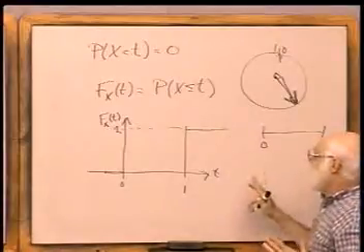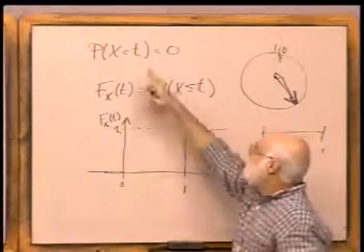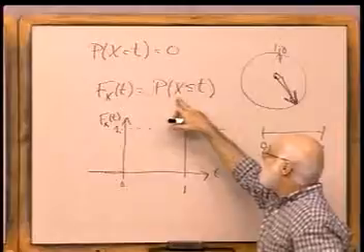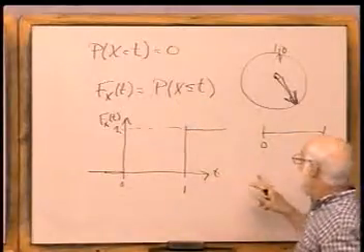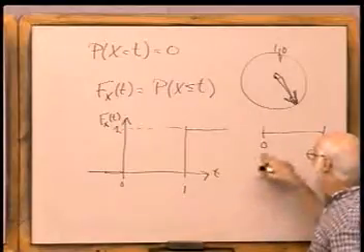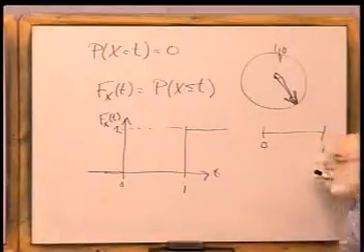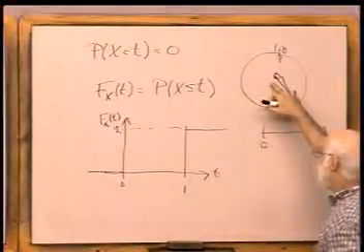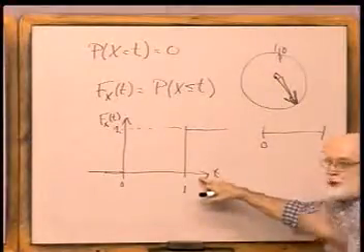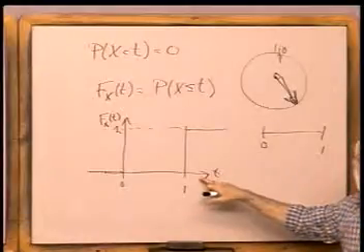Okay, so the question then is not what's the probability that x is equal to t, but what's the probability that x is less than or equal to t. Now, if I take a t that's greater than 1, since all the values lie between 0 and 1, the probability that when I conduct this experiment I'll get a value that's less than or equal to some number larger than 1 is 100%.